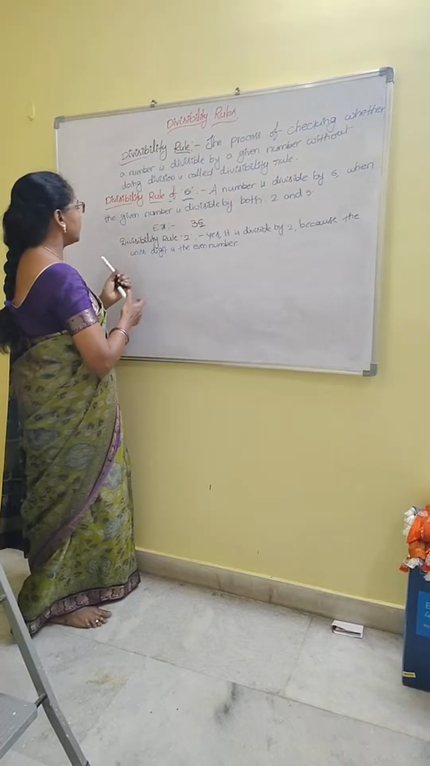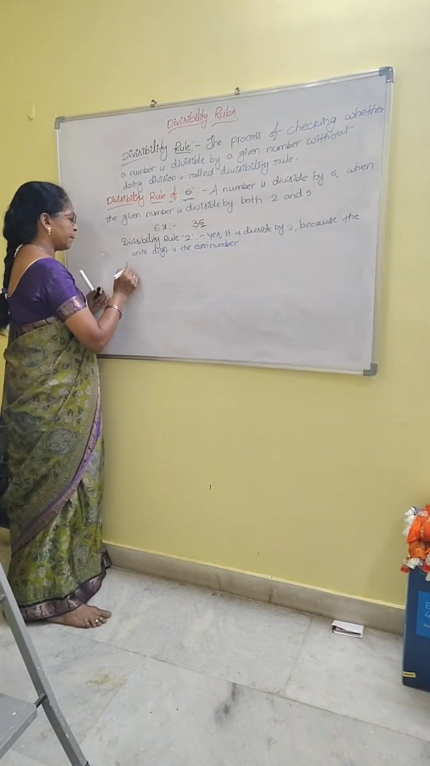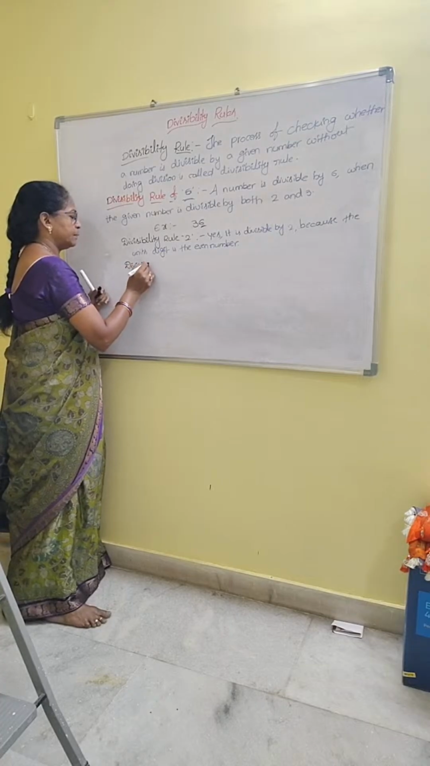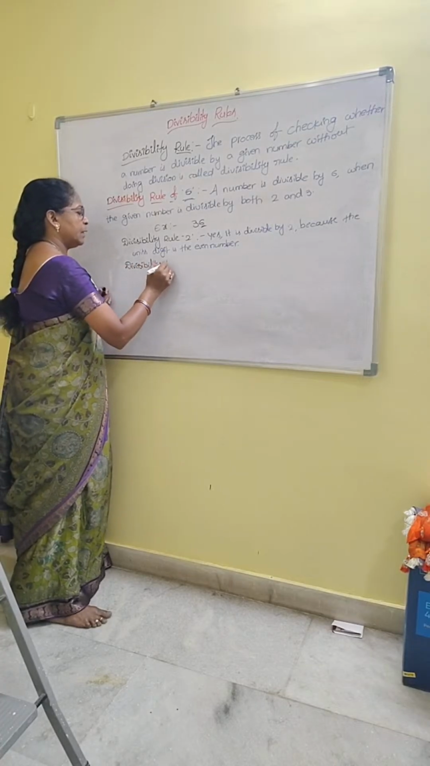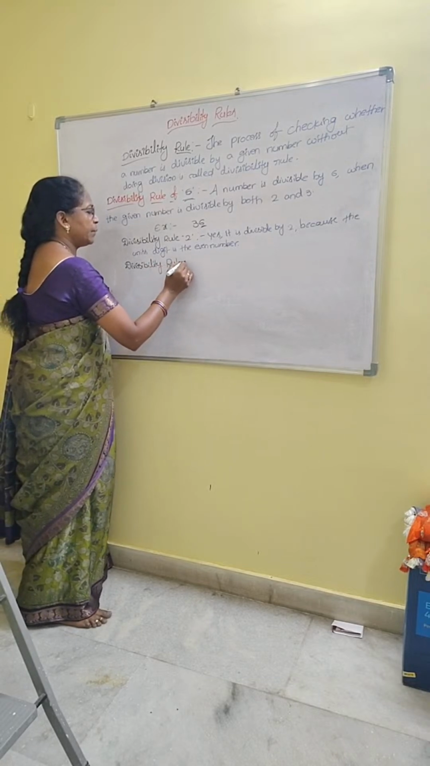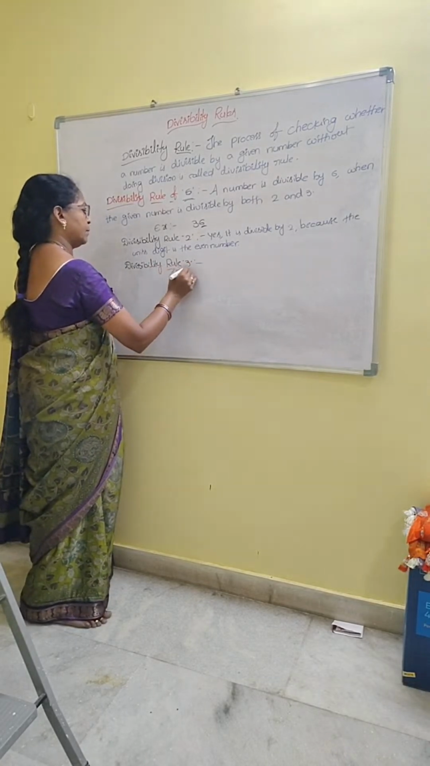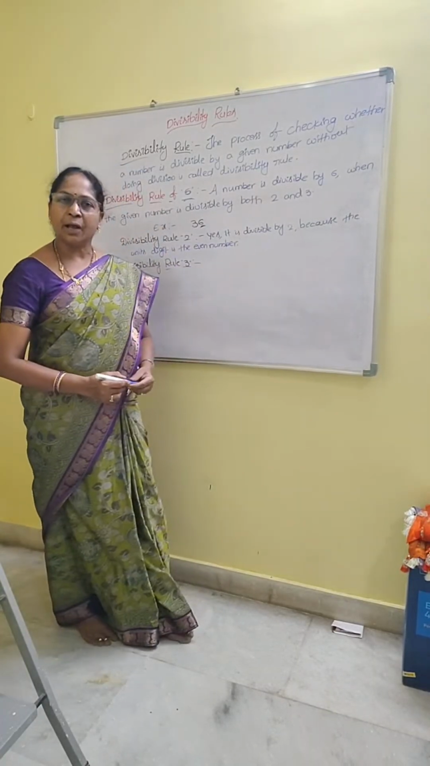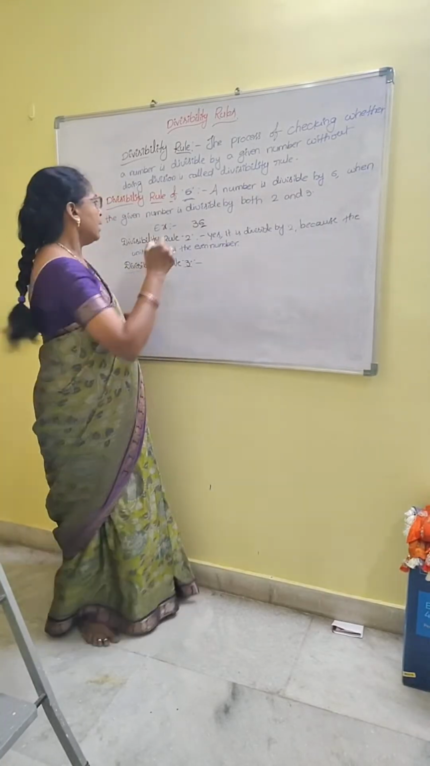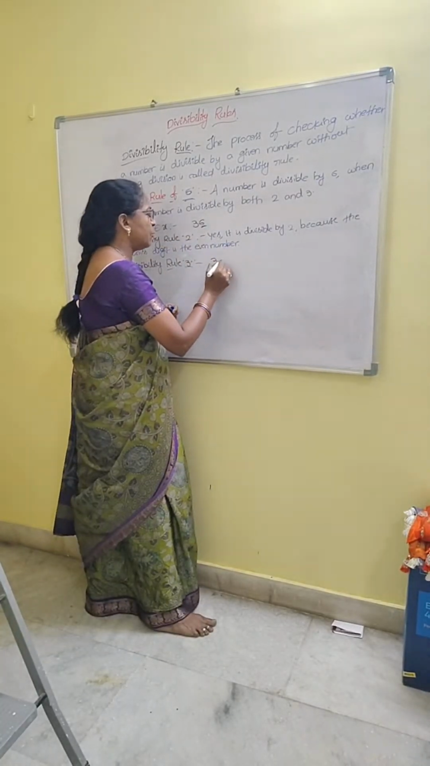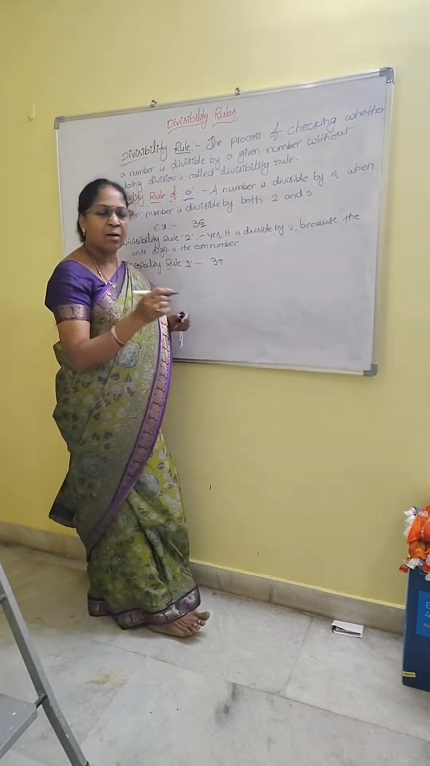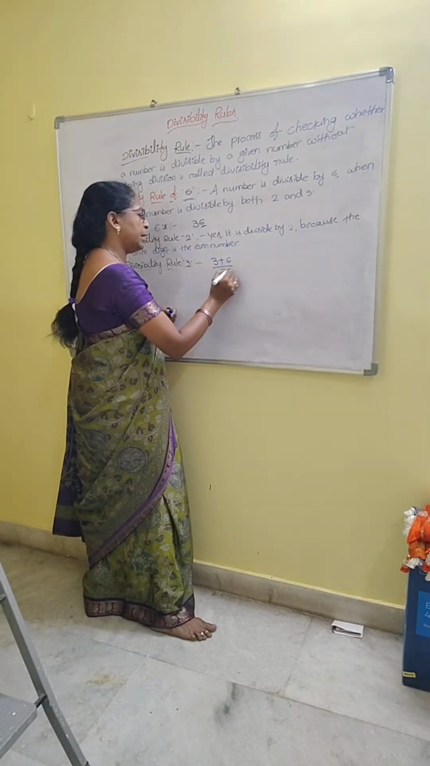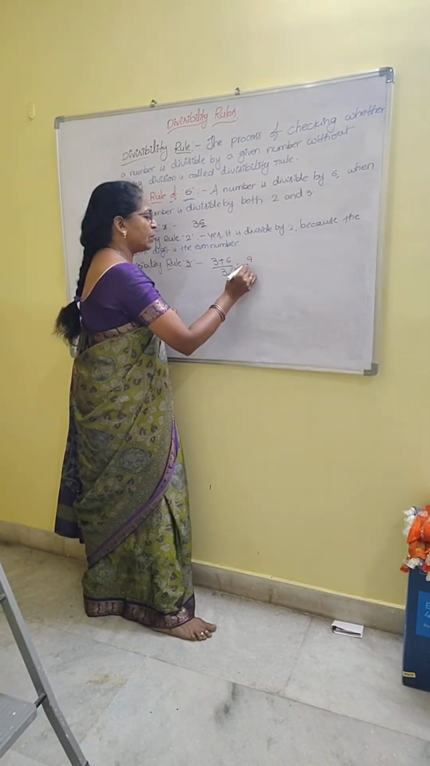Next, divisibility rule 3. Just you have to check it. Is it divisible by 3 or not? You have to check it. How can you check it here? The sum of the digits. What are the digits? 3 and 6 are the digits. Just add these two digits and divide it by 3. That equals 3 plus 6 equals 9.